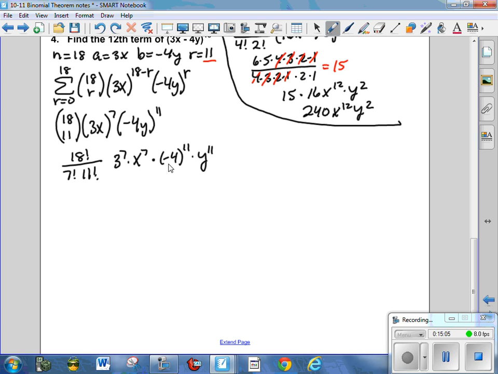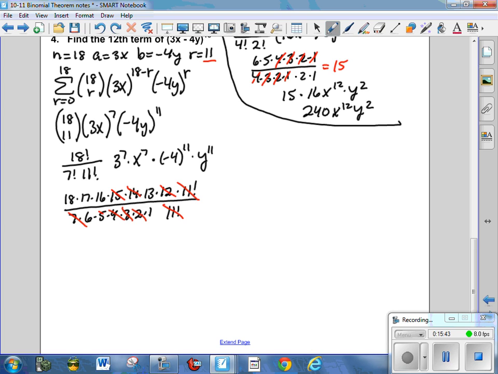So let me just show you a nifty tip here. 18 factorial would be 18 times 17 times 16 times 15 times 14 times 13 times 12 times 11 factorial. I don't have to write the rest of it because I know anything below 11 is going to get canceled out with the other 11 factorial. 7 factorial is 7 times 6 times 5 times 4 times 3 times 2 times 1. So the 11 factorials cancel out. Now I go through and I see, okay, a 12, that's going to cancel out with the 3 and the 4. 14, the 2 and the 7.